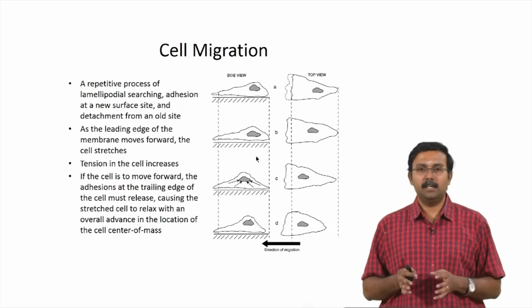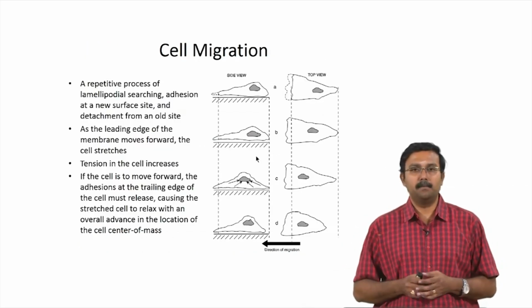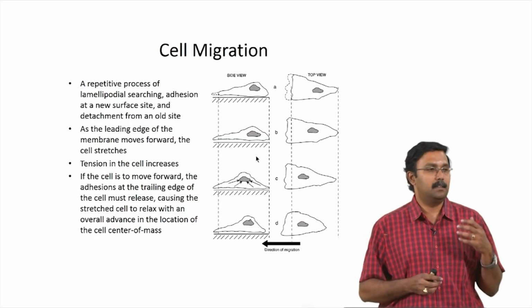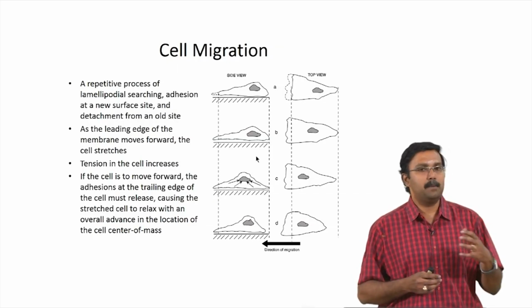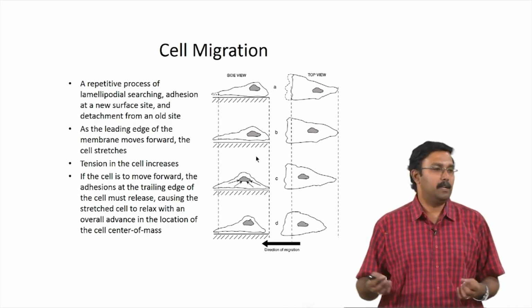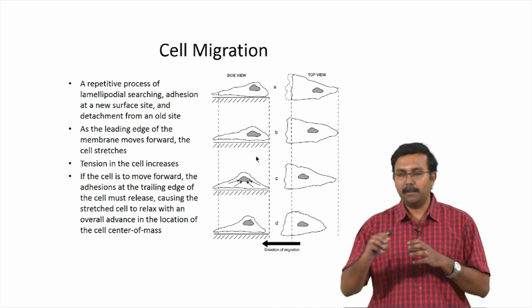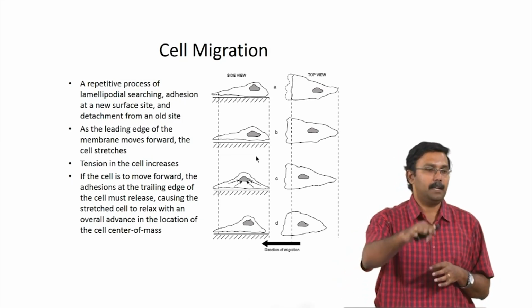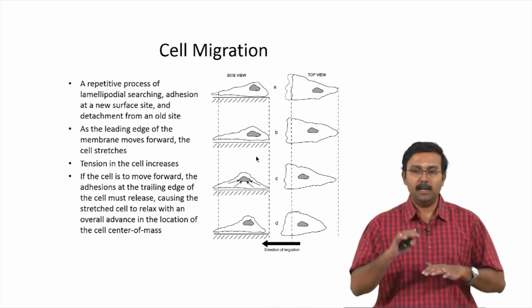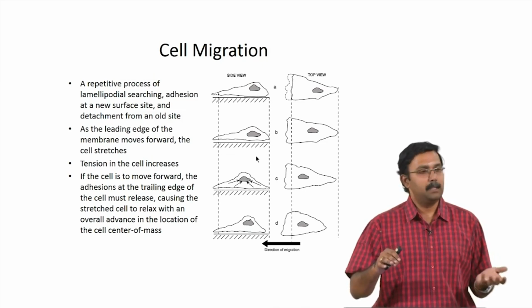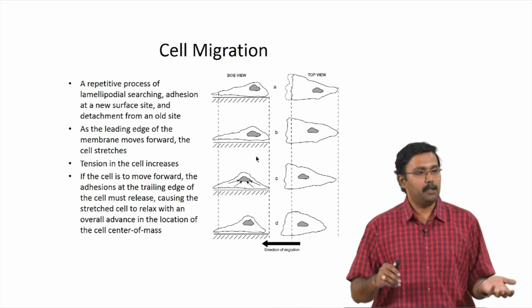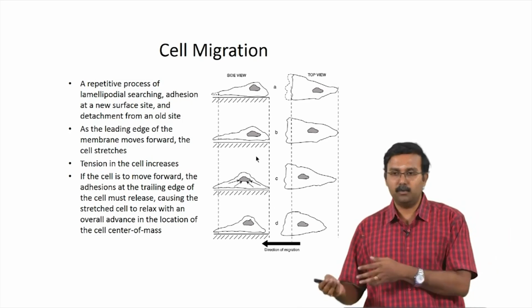So, this is the process which describes cell migration. This is a repetitive process of lamellipodial searching for a new adhesion site. The new front edge which is forming will have to go and adhere to a new surface, and once it is adhered to a new surface, the uropodial region has to get detached and move to the new site.